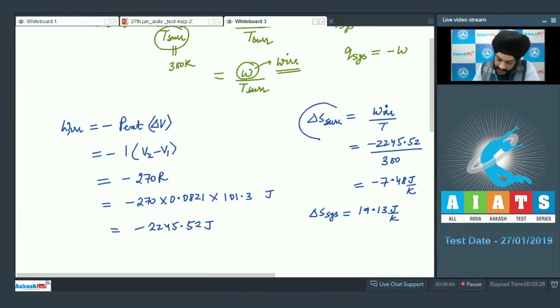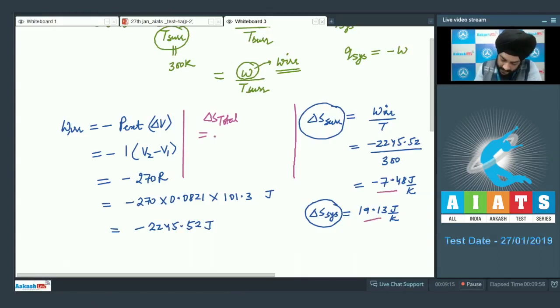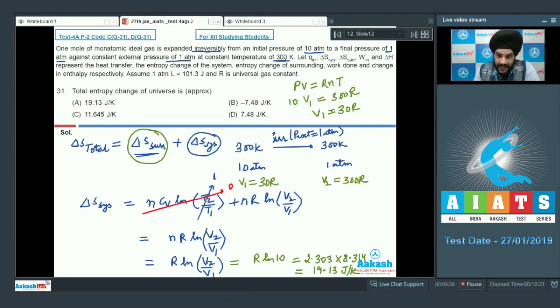So if we use the delta S surrounding as well as delta S system, now if we talk about the value of the delta S total, the delta S total shall be given by the sum of these two values. So we have 19.13 minus 7.48, which on simplification will give us a value approximately equal to 11.65. So if you look at the options now, we can see that for question number 31, we have to select option C as the correct answer. Let us look at the next question now.